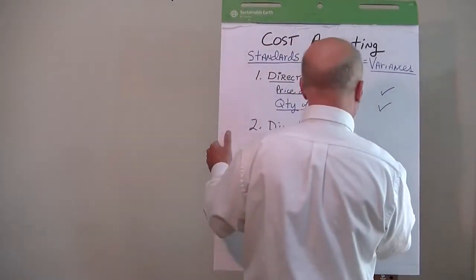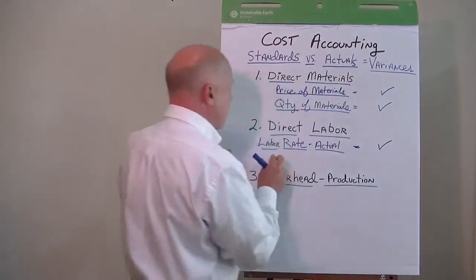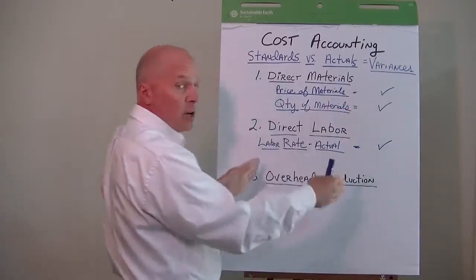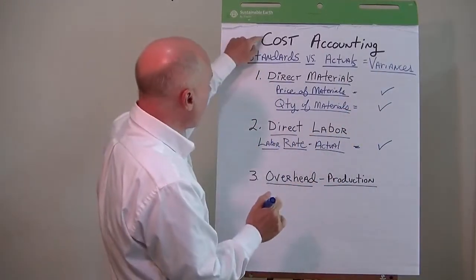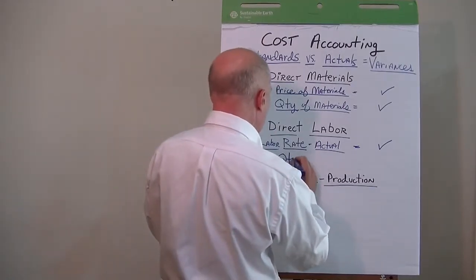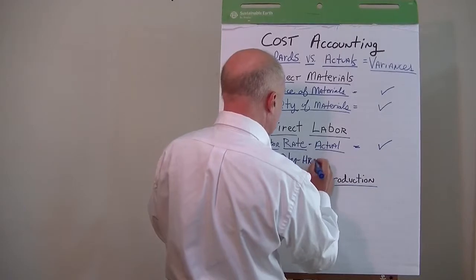So what that's going to do is give rise to a variance when we compare standard labor rates to actual labor rates paid for that production cycle or period that we're measuring in the world of cost accounting. And likewise, we'll measure quantity again, which is the hours worked.